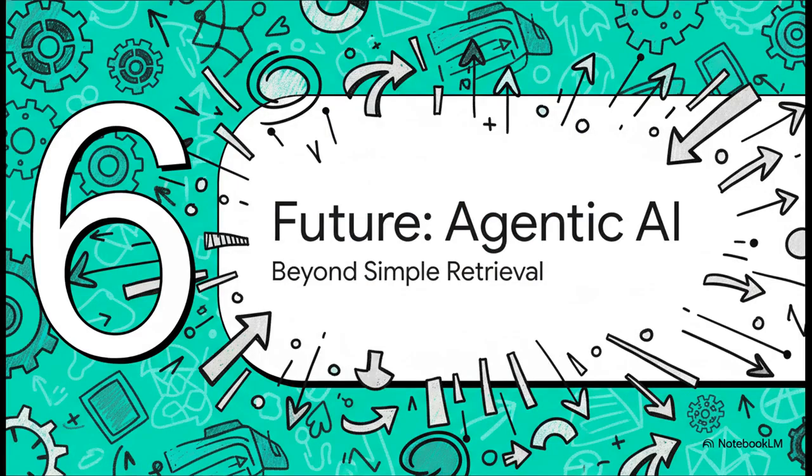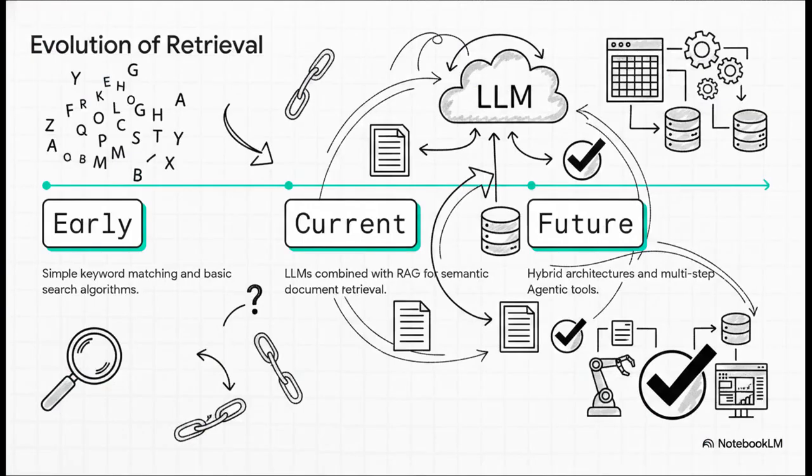Section 6. The future. Agentic AI. Beyond simple retrieval. Because RAG is evolving so rapidly, executives need to prepare for the next wave of technological adoption right now. We are moving well beyond simple retrieval. In the early days, we relied heavily on basic keyword matching. Today, we're firmly in the era of LLMs combined with RAG. But the future? The future is hybrid architectures and agentic tools.